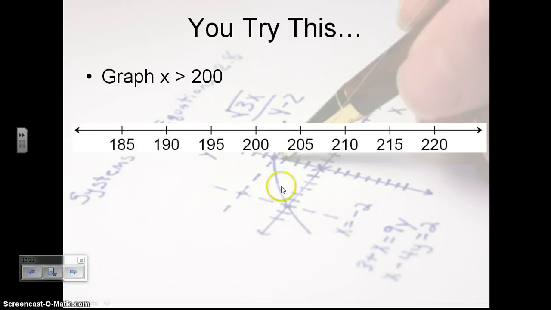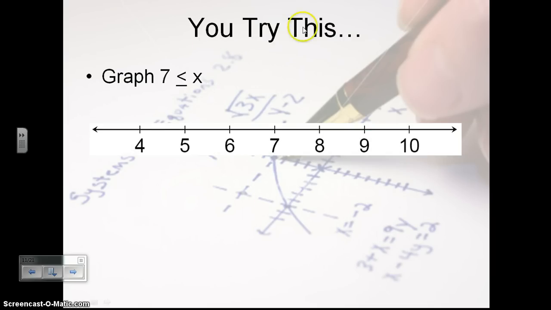Okay, let's see if you got it correct this time. This is x is greater than 200. So it's going to be an open circle because there's no line. And we're going to shade to the right because those are the numbers that are greater than 200. Let's try another one. Pause it again.